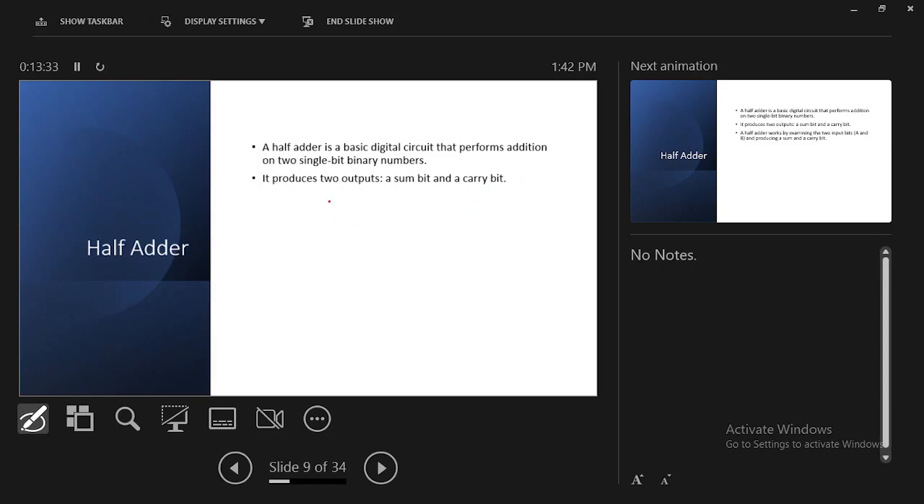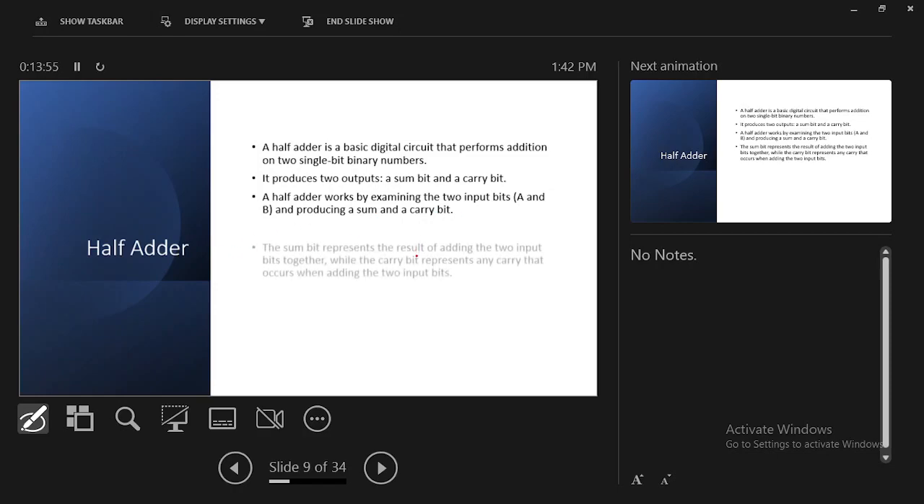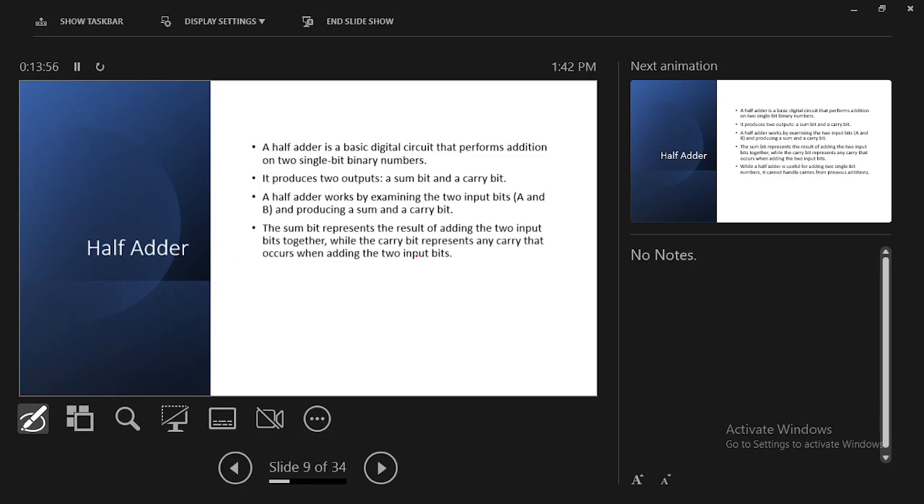Now, once it comes to these adders, we have a carry bit. Then we are focusing on how these summations are working. A half adder works by examining the two input bits A and B and producing a sum and a carry bit. So I'll show the diagram, then you can understand a bit more.